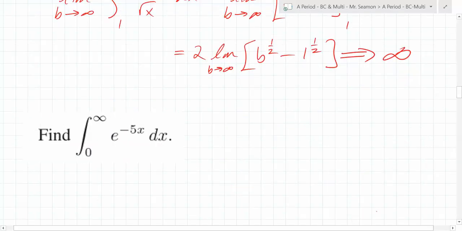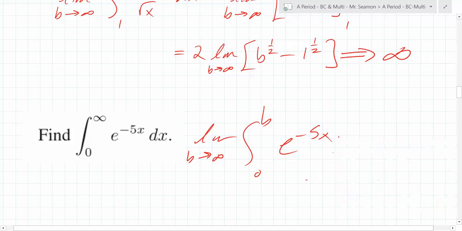Be careful when you're asked to do this. The limit as b goes to infinity of the integral from 0 to b of e to the negative 5x dx. Is that something you could finish? Yes. Sure, absolutely. So let's actually finish it.